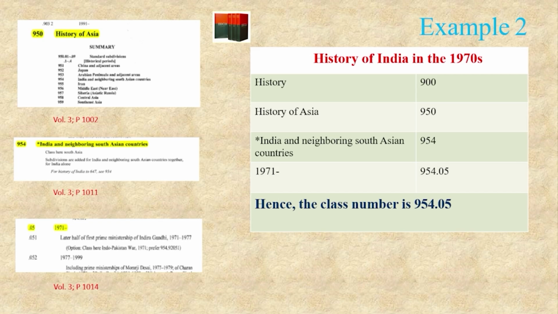Now determine the main class. History falls under 900, history of Asia falls under 950, history of India falls under 954. And the time period, that is 1970 onwards, falls under 954.05. Now verify if further subdivision is needed. Since 954.05 already represents the period from 1971 onwards, no further subdivision is necessary for the 1970s specifically. If a more precise classification is needed, additional details like political, social or economic aspects could be added. Here is also the screenshot for your better understanding.